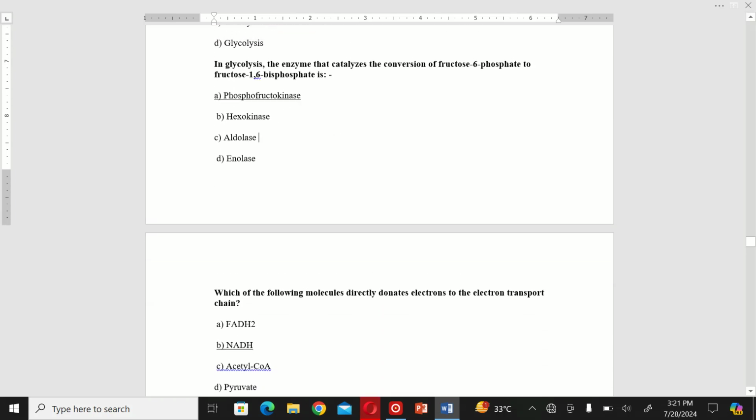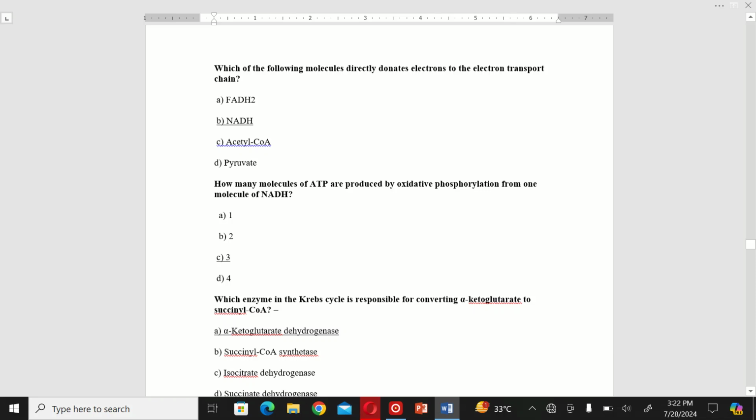The next MCQ: in glycolysis, the enzyme that catalyzes the conversion of fructose 6-phosphate to fructose 1,6-bisphosphate is A. Phosphofructokinase, B. Hexokinase, C. Aldolase, and D. Enolase. So the correct option is A.